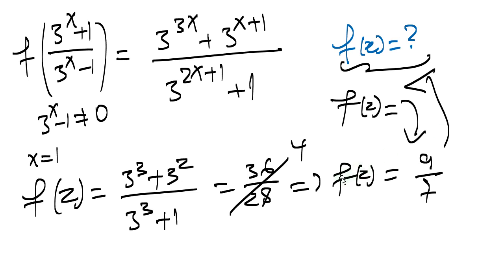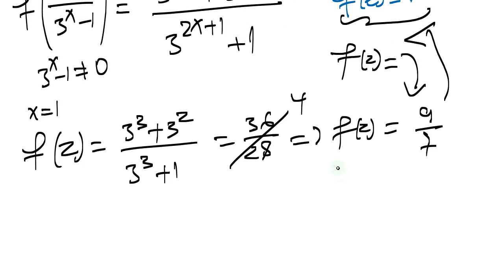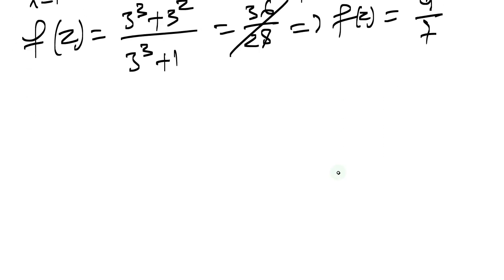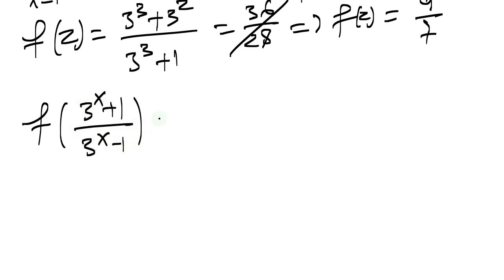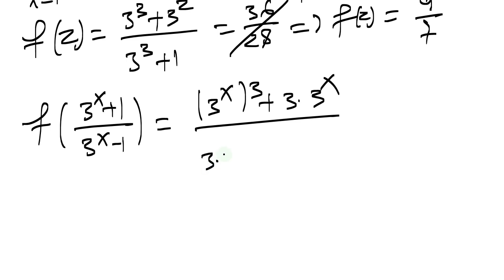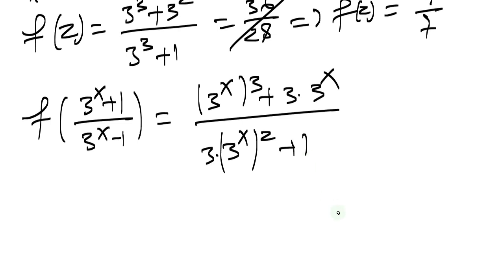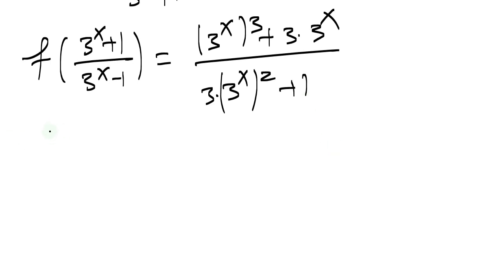So let's see if this is accurate. So I'm gonna pick up our expression and I'm gonna write it differently, right? So this is 3 to the x plus 1 divided by 3 to the x minus 1, and then I'm gonna say that this is 3 to the x to the power of 3 plus 3 times 3 to the x, okay, and then divided by 3 times 3 to the x, to the 2, plus 1. Now this is going to be really useful, so that we're not going to need to isolate x, but we're going to just need to isolate 3 to the x here.